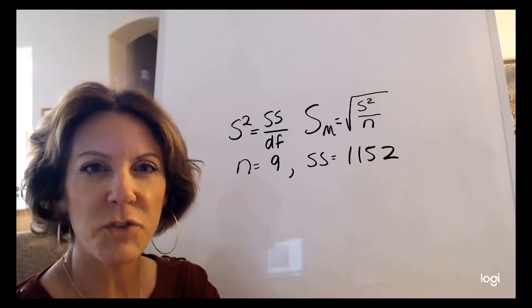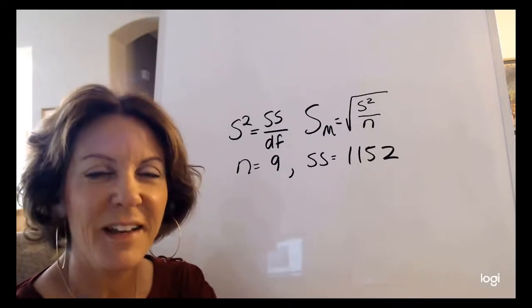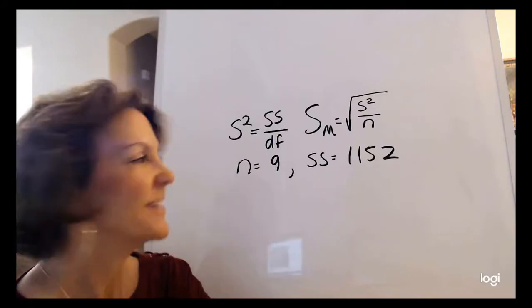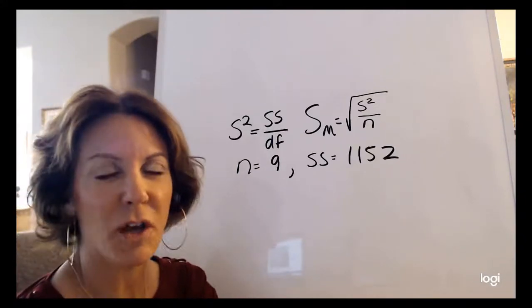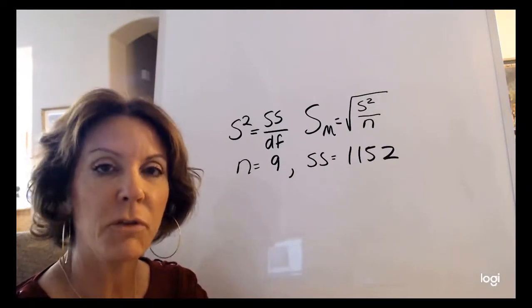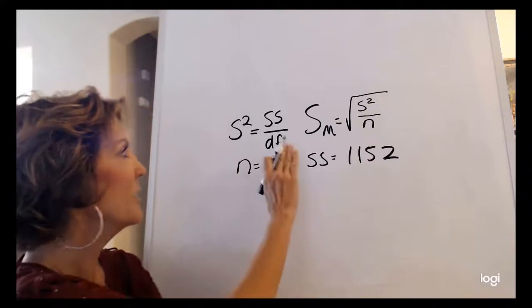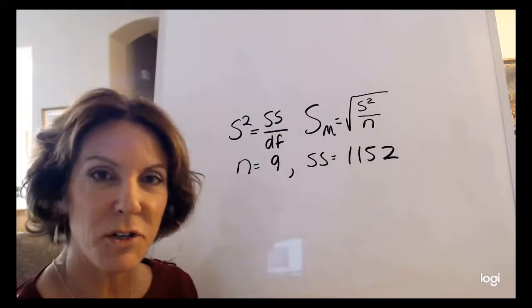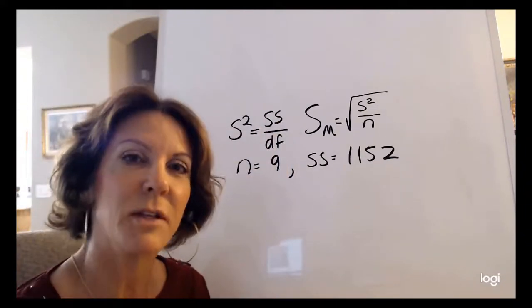Okay, let's start with this first question that we have. So we have an n of 9, and we have a sums of squares of 1,152. The first thing we need to do is find out the variance. And the formula for sample variance is right here. It is the sums of squares divided by the degrees of freedom. So let's do that first.